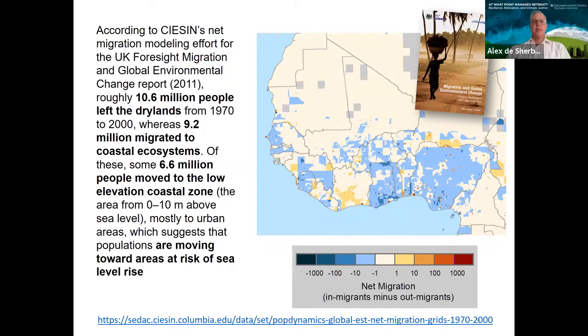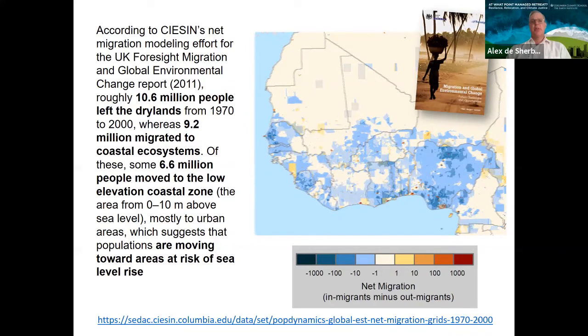I'll just mention briefly that Season did some modeling in 2010 and 11 for the Foresight report on global migration and global environmental change. If you summarize the results of net migration in the region from 1970 to 2000, roughly 10.6 million people left the dryland areas during this period, and 9.2 million people went to the coastal ecosystems, 6.6 million of which moved to the low elevation coastal zone. So here are the time steps in our progression of the model results for that work.